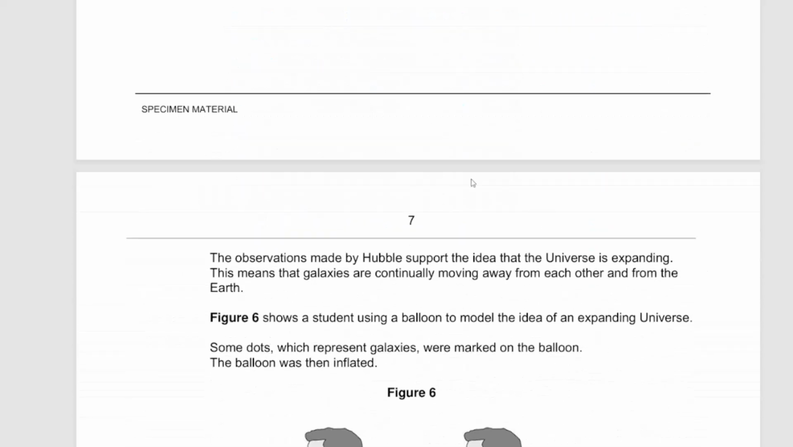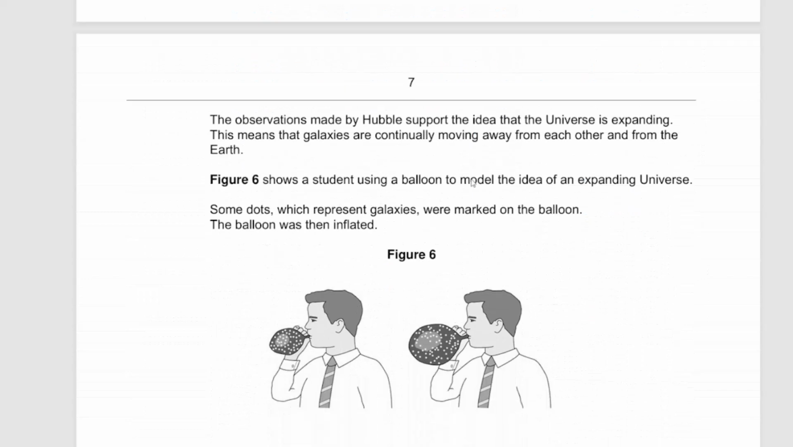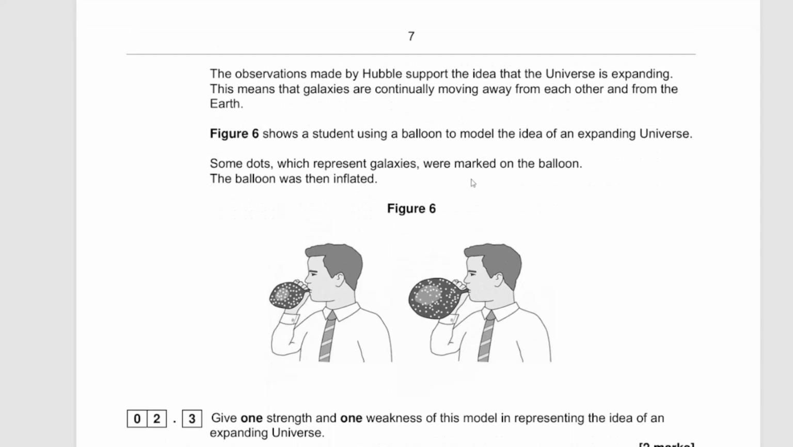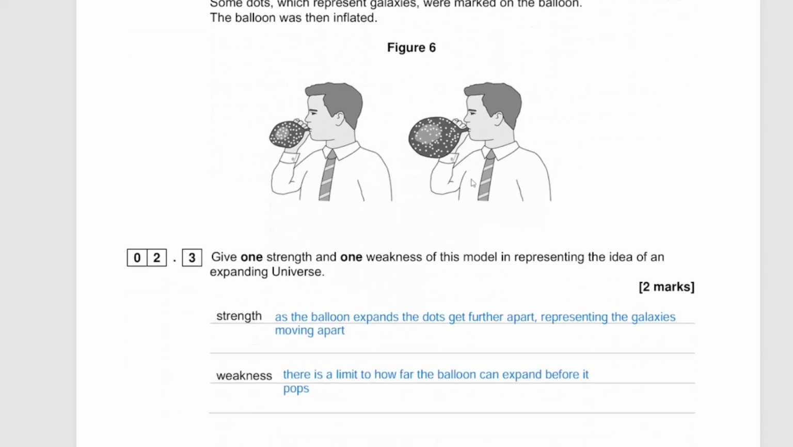And then we're told that the observations made by Hubble support the idea that the universe is expanding, and then we're shown a figure of a balloon to mimic how the universe is expanding. And we're asked to give one strength and one weakness of the balloon model in representing the idea of an expanding universe. One strength is that as the balloon expands, the dots get further apart, representing the galaxies moving apart.